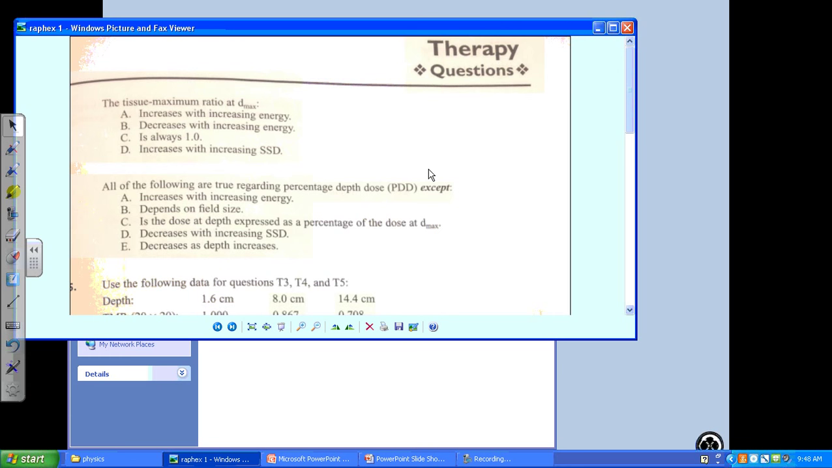All of the following are true regarding PDD except: these multiple choices with except are a little tricky because you have to think backwards. All of the following are true except one: increases with increasing energy. Would you say that's true? I'm going to read it all first.